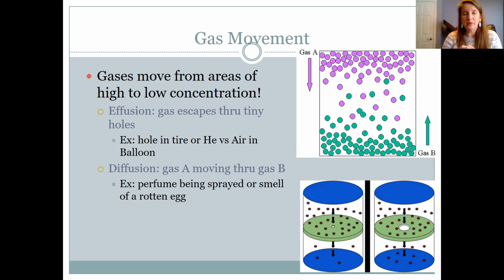Now when you look at these two pictures, this top picture here is going to represent which one, effusion or diffusion? This top picture represents diffusion because it shows a gas moving through another gas. Again, going from high concentration to low concentration. What about this bottom picture? Does that represent effusion or diffusion? That represents effusion because you can see that tiny hole there in the middle, and the gas particles are going to move through the hole.